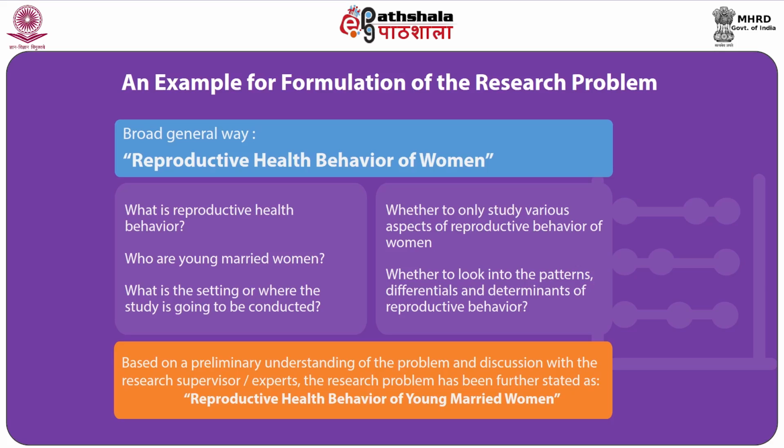Now, based on preliminary understanding of the problem and discussion with the research supervisor or experts, the research problem has been further stated as reproductive health behavior of young married women. Then comes taking into consideration a review of literature and developing ideas through discussions. The research problem is rephrased as below with some related questions. For example, the research problem may be rephrased as determinants of reproductive health behavior of young married women in an underdeveloped rural setting of Tamil Nadu.